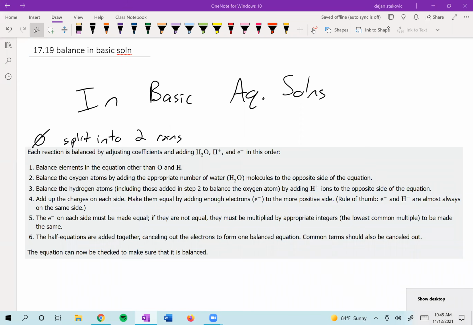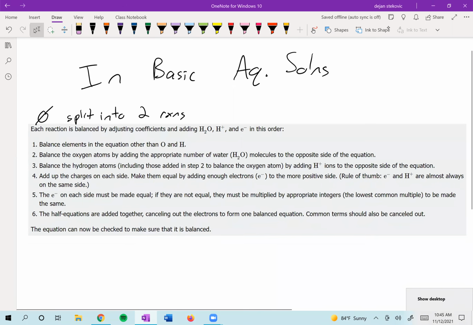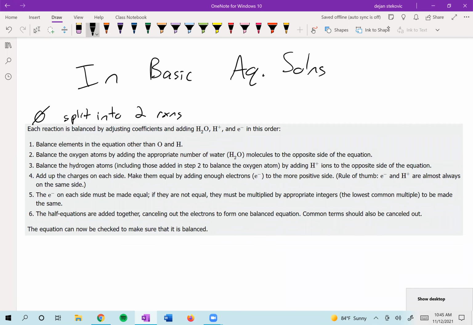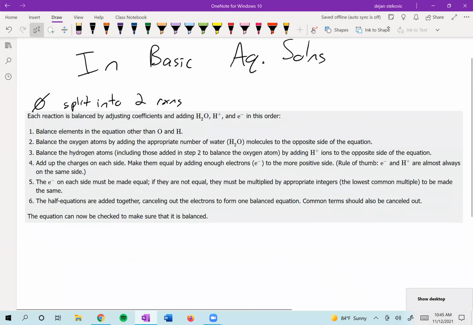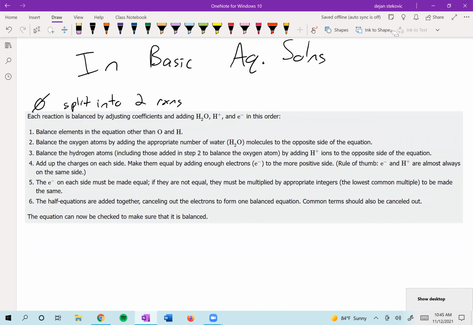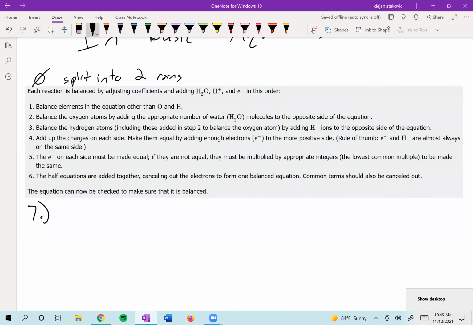Let's take a look at how we're gonna balance in basic aqueous solutions. Overall, this will be pretty similar to the last example, just with an additional step. So we still have the first 6 or 7 steps, and then we just have an additional step at the end. Since we're in basic solution, we can't have H pluses floating around.